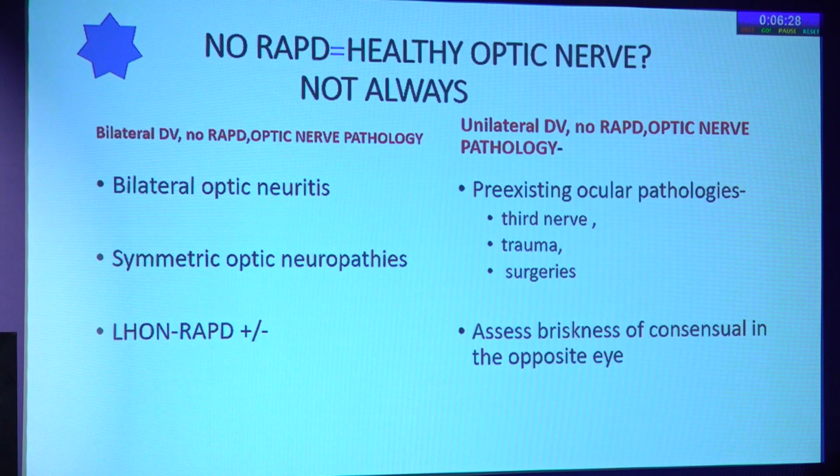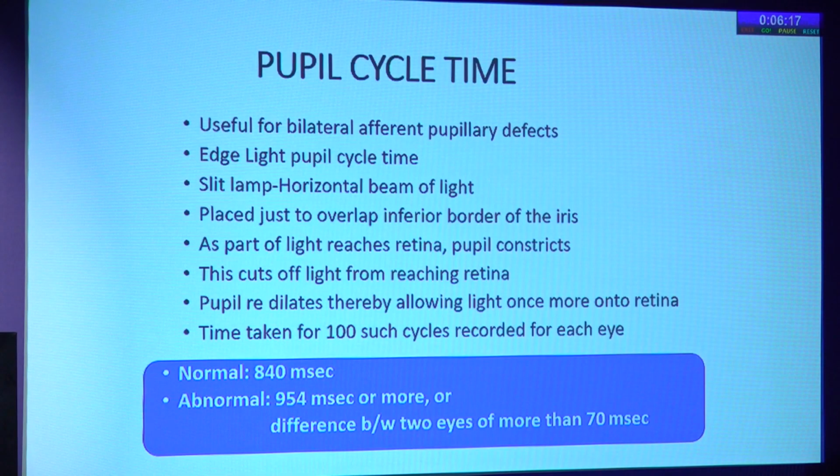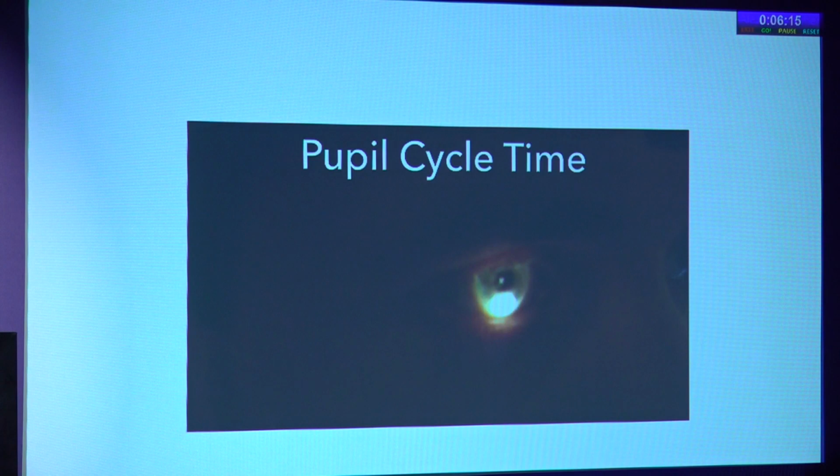Also, if your pupil is already compromised due to a third nerve palsy or a trauma or previous surgery, again you cannot assess an RAPD reliably in such patients. So in bilateral defective vision, what is it that you actually assess? It is the pupil cycle time, which may help you.